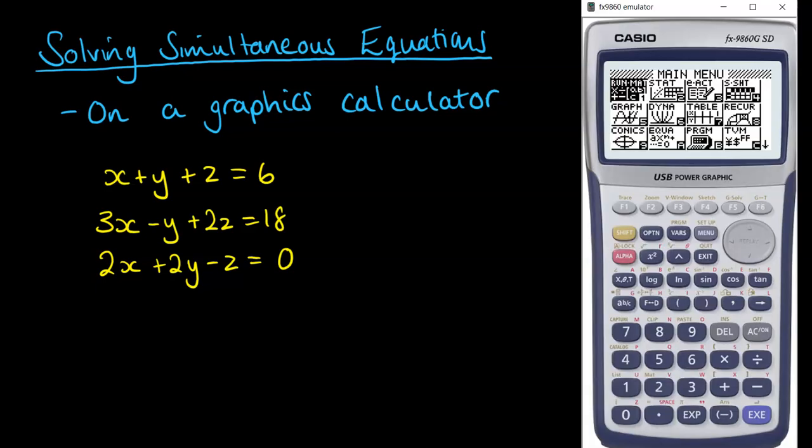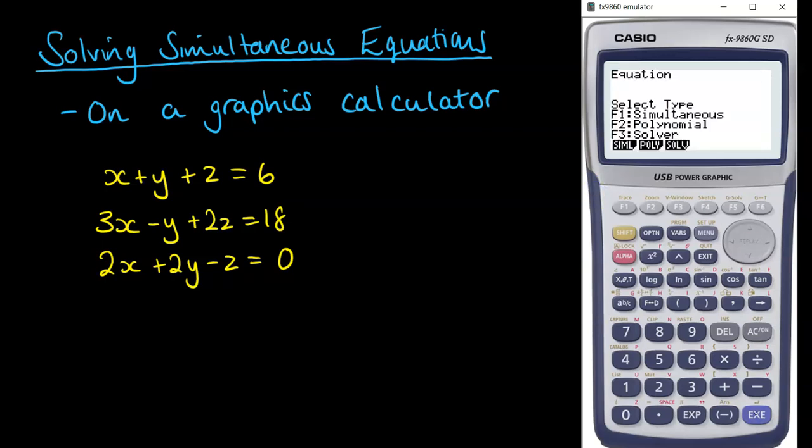So let's see where to put them into the calculator. From your main menu, you go to equations, and here you've got a choice of simultaneous, polynomial, or solver. Hopefully you've had a play around with these before. If we press F1, we can go to the simultaneous equations menu, and we have 3 unknowns we're trying to solve, so x, y, and z. So we want to press F2 for 3 unknowns.